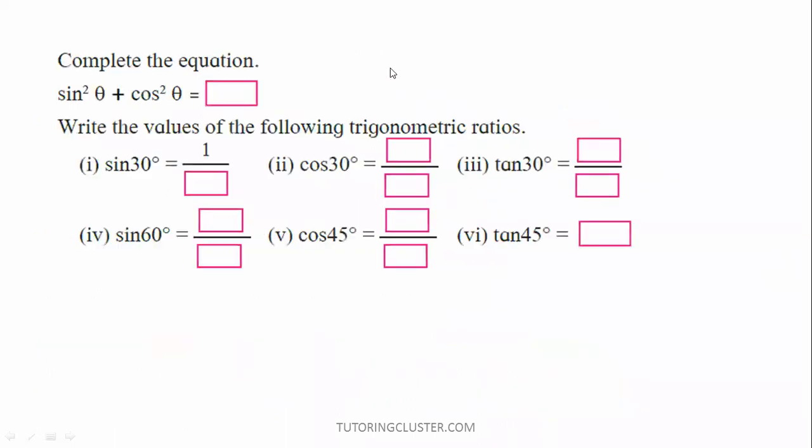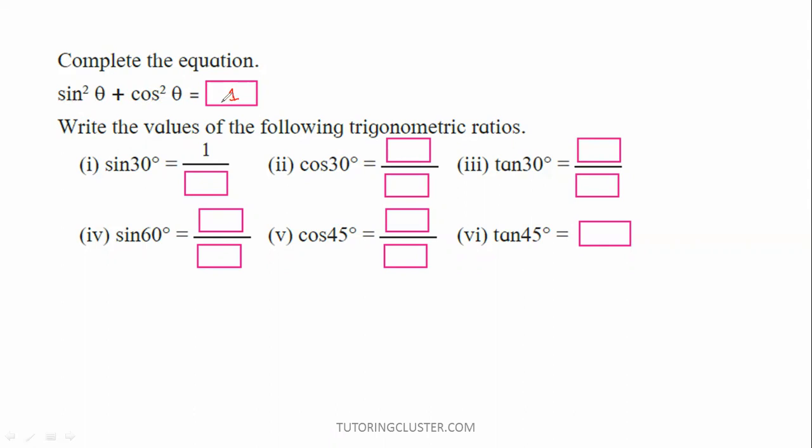Now, complete the equation. So sine square theta plus cos square theta is equal to 1. Now, this is called a trigonometric identity. So in the next slide, we are going to see how we can prove different trigonometric identities. So there are three trigonometric identities, and one of them is this: sine square theta plus cos square theta is equal to 1. So you have to remember this.